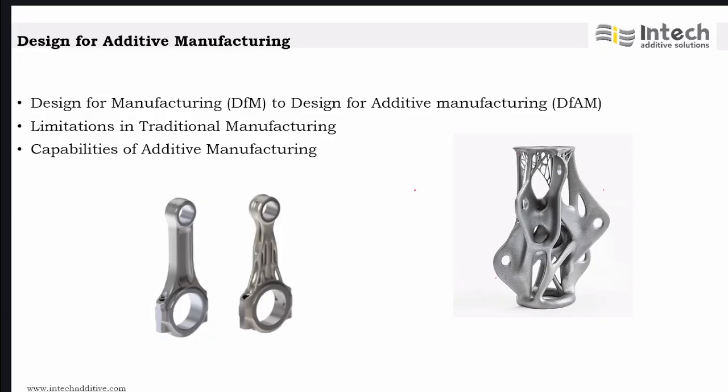And complex shapes like organic shapes can be easily done in 3D printing. Like I said, it's about layer by layer deposition, so it makes the process easy. And if you want to do hollow structures with infill, basically for lightweighting, that can be achieved in 3D printing.